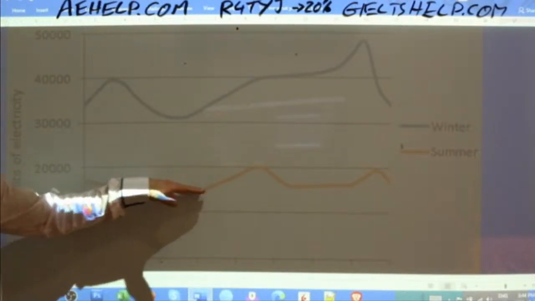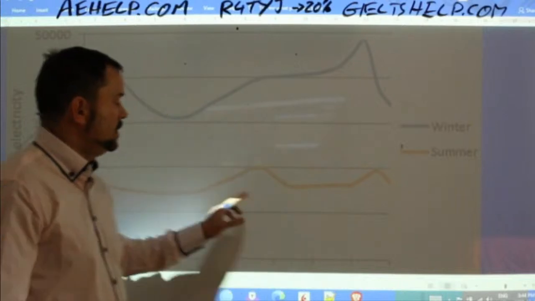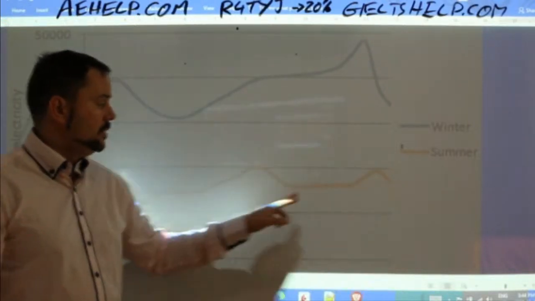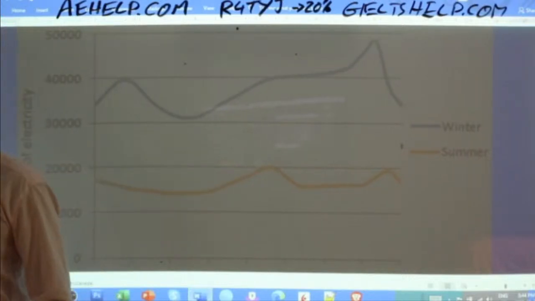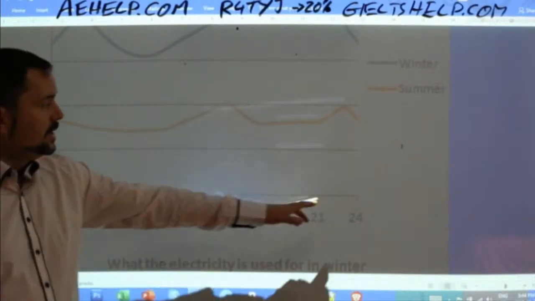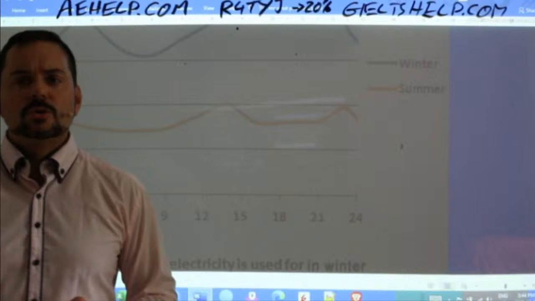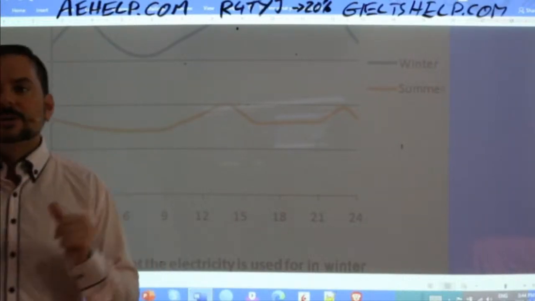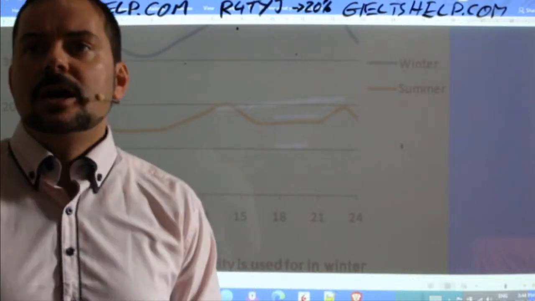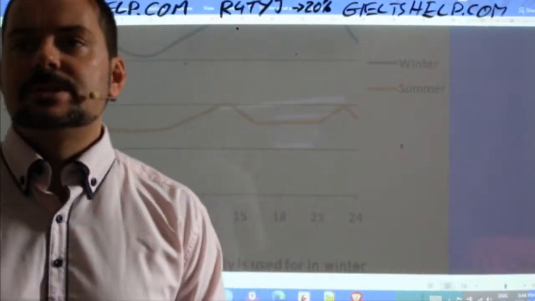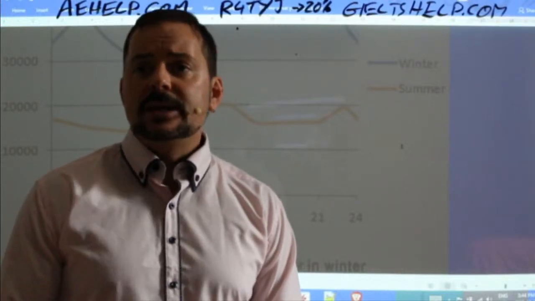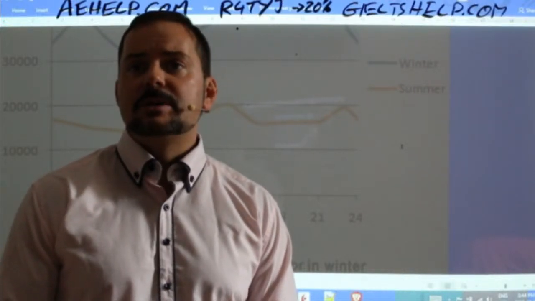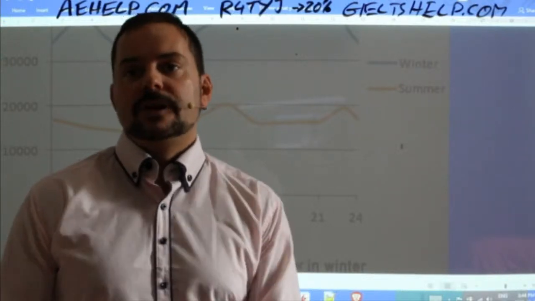So all I've done here is described this line, which hovers close to this 15,000 unit line with two spikes, one at roughly 15 o'clock, let's say, and the other one at 24 o'clock. IELTS is not going to be so specific to say, well, that's more like 14 o'clock. They don't care about that. Hassan says that it is evident that during the summer season, the electricity usage remains between 20 and 15,000 and it peaks at 3 p.m. and midnight. Hassan, perfect.